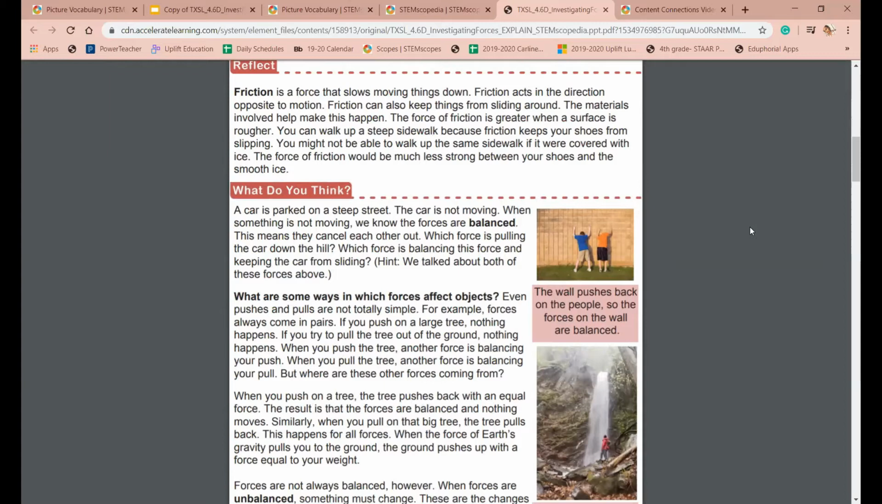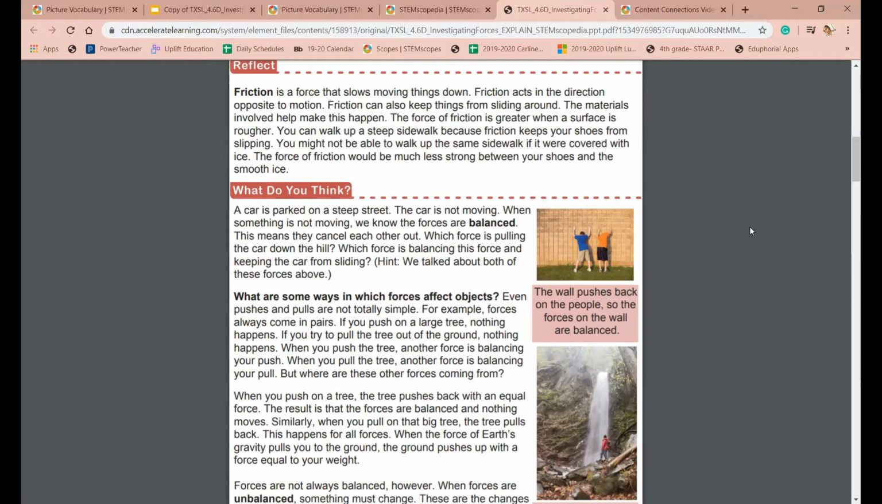Friction is a force that slows moving things down. Friction acts in the direction opposite to motion. Friction can also keep things from sliding around. The materials involved help make this happen. The force of friction is greater when a surface is rougher. You can walk up a steep sidewalk because friction keeps your shoes from slipping. You might not be able to walk up the same sidewalk if it were covered with ice. The force of friction would be much less strong between your shoes and the smooth ice.